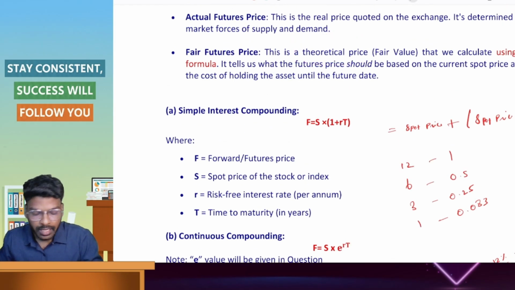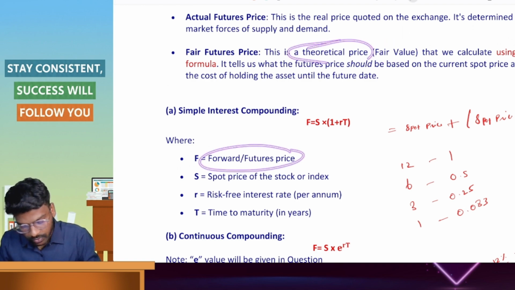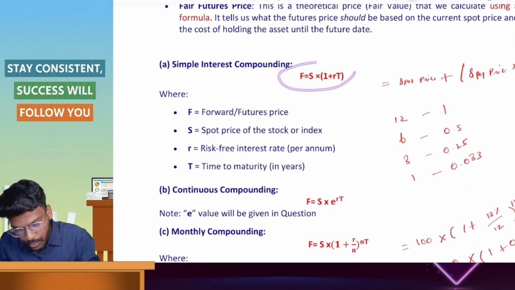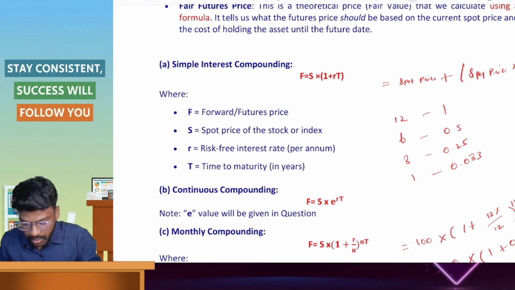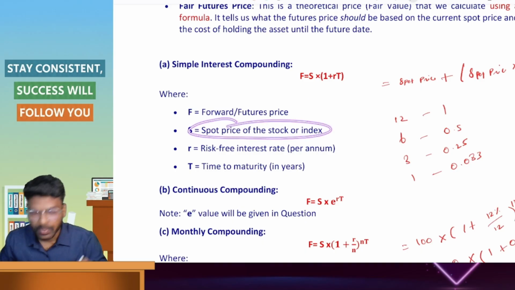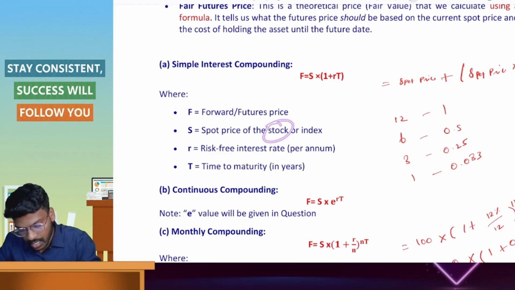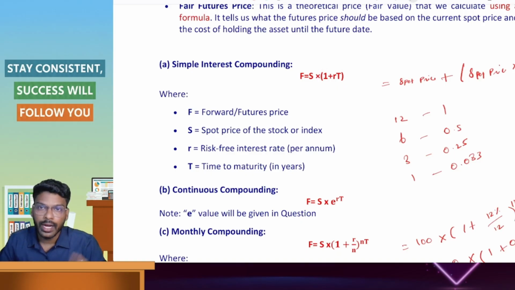We have to compute the forward or future price, that is the theoretical price. In the question, they can ask us what is the fair price or a theoretical price or a future or a forward price. So to compute this, we have to use the formula. S is the spot price of the stock or an index. The investor can enter into a derivative contract for a stock or an index or bonds. So we have to use the spot price into 1 plus R into T.